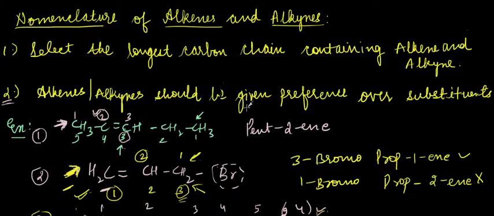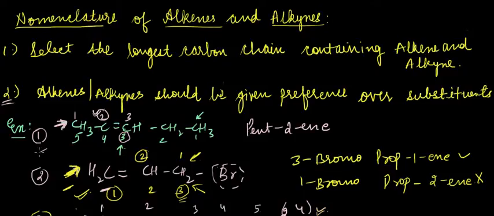Okay, hi guys. So in this lecture, we'll be starting off with nomenclature of alkenes and alkynes. Before that, there are two rules to be remembered. The first one is that you have to select the longest carbon chain containing alkenes and alkynes as functional groups, and the second is that alkenes and alkynes should be given preference over other substituents. Okay, so let me explain these rules by some examples.